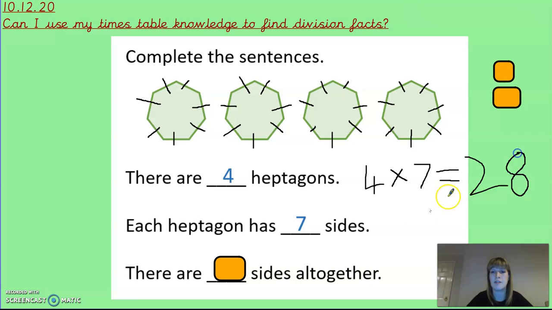sides. Now you're going to have to excuse my number formation there. I'm using a little mouse on the laptop to type that. So let's double check. 28 sides. Fabulous. Well done if you've got the same.